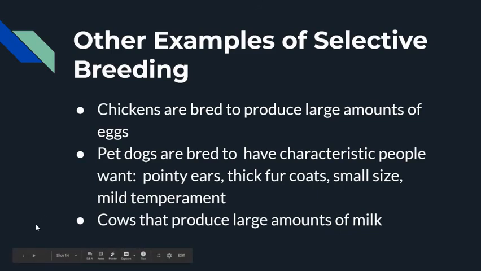So these are some reasons that we would go with selective breeding over natural selection. It's when we want a specific trait to happen.